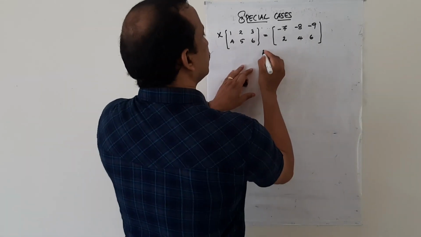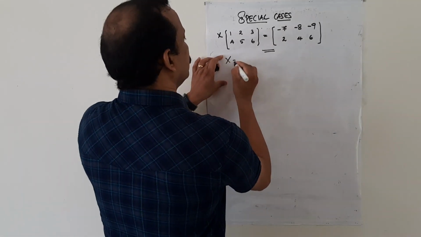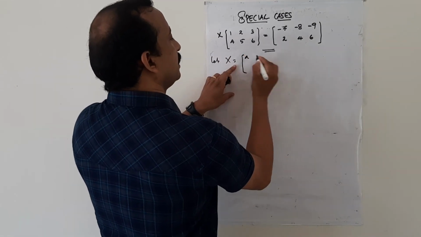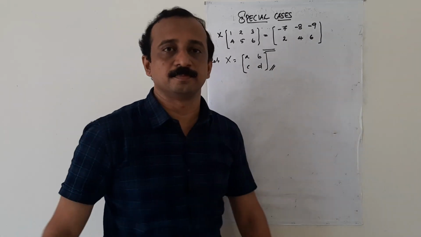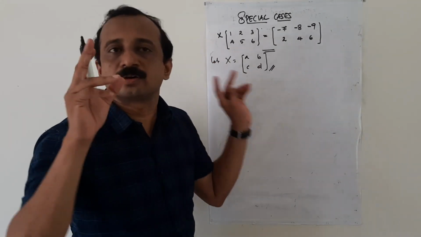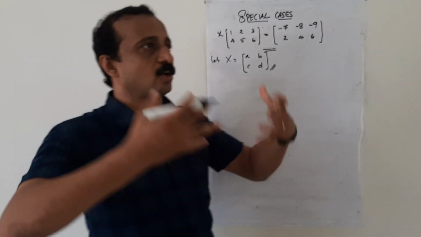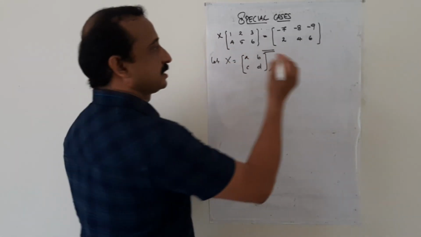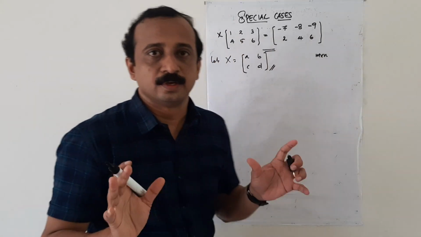First of all, we suppose the matrix X. Suppose we take X is equal to [A, B; C, D]. First of all, you need to understand what the order of that matrix X is. Suppose the order of X is M by N.